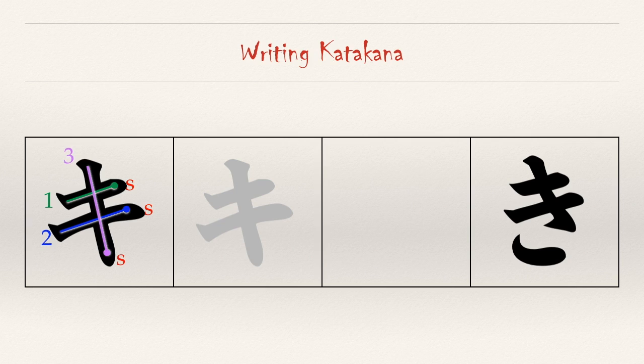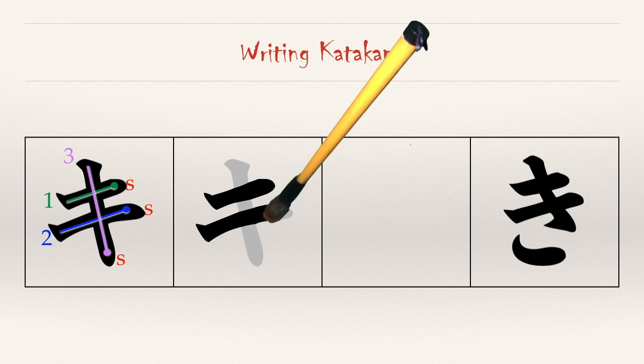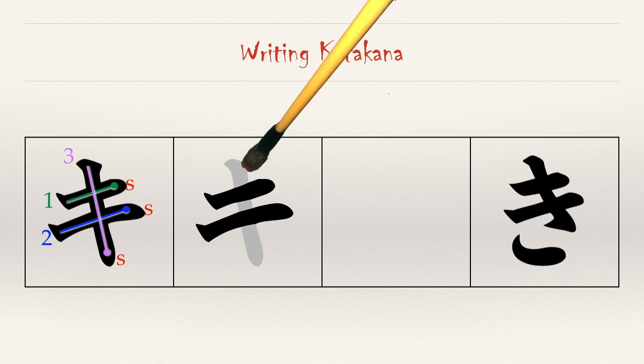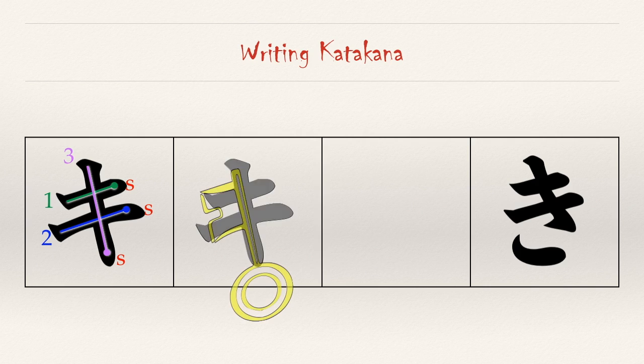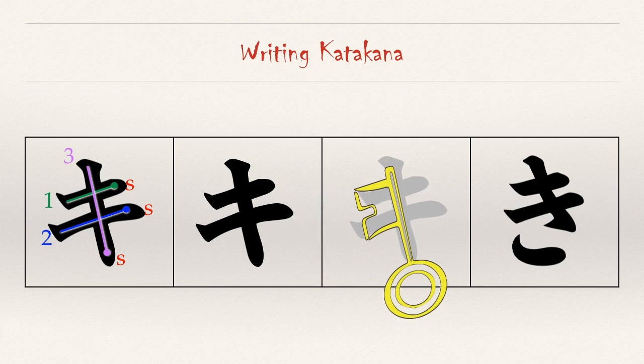Let's try this together. Ichi, ni, san, ki. Remember to say the pronunciation of the character as you write it. Just like the hiragana ki, this character also looks like an old-fashioned ki.